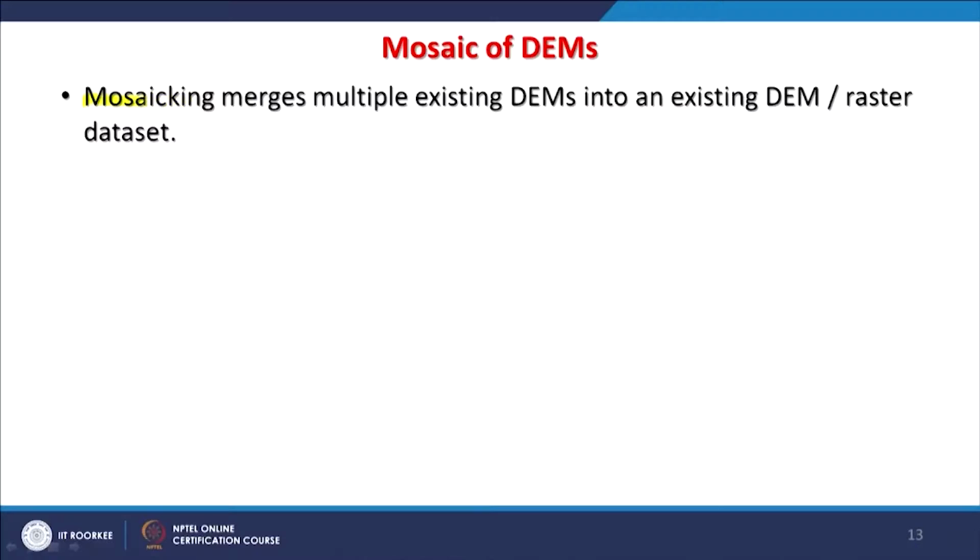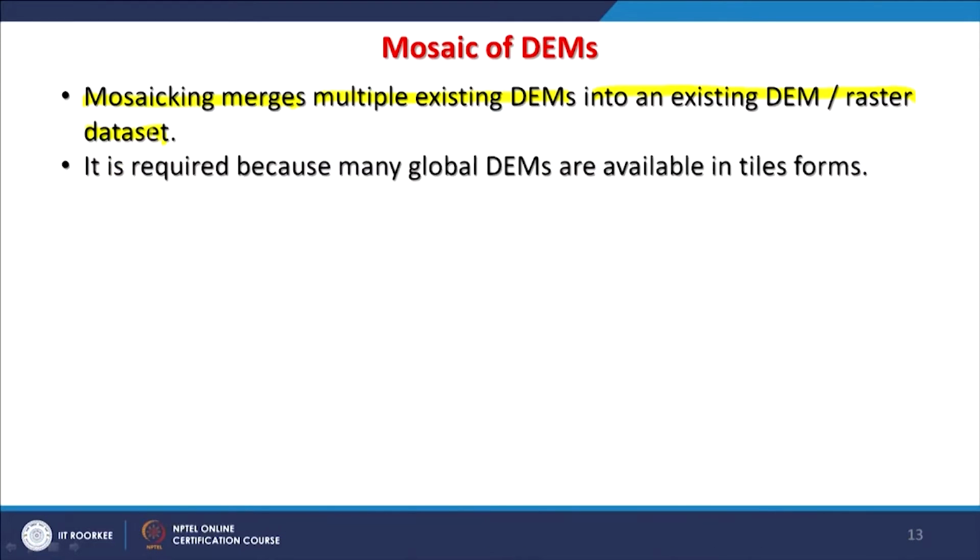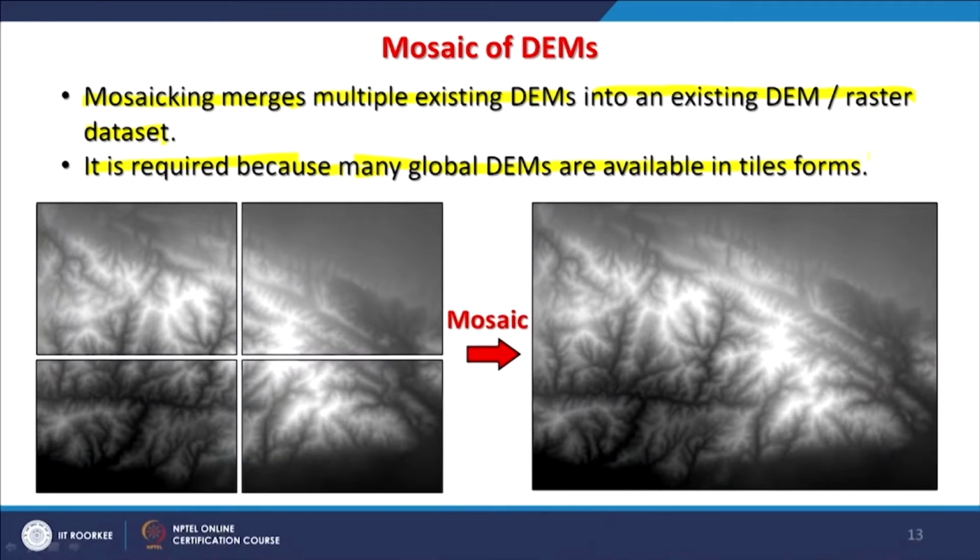So, how are they mosaiced? Basically, mosaicing merges adjacent tiles, multiple existing DEM tiles, into an existing DEM or raster data set. If you have a raster data set, fine. If you do not, no problem, 4 tiles can be merged and one single file can be created. It is required because, as I have already mentioned, many global DEMs are available in tile form. For example, here we are seeing 4 tiles.